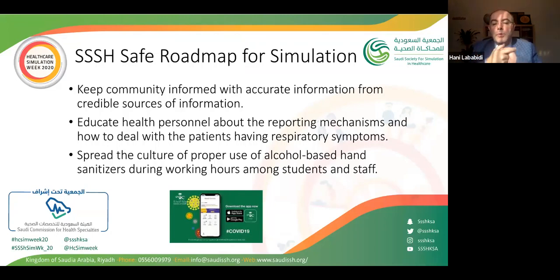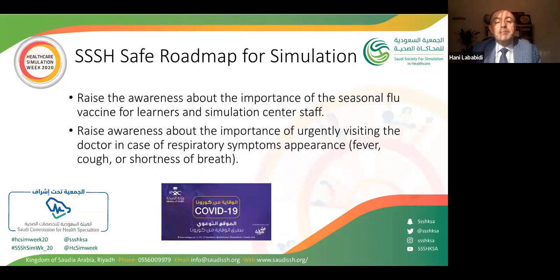Now, everybody cleans their hands in the hospital probably 100 times. Every time we go in, we go out. These things we are doing more frequently, more vigilantly these days because of COVID-19. So these are the recommendations.